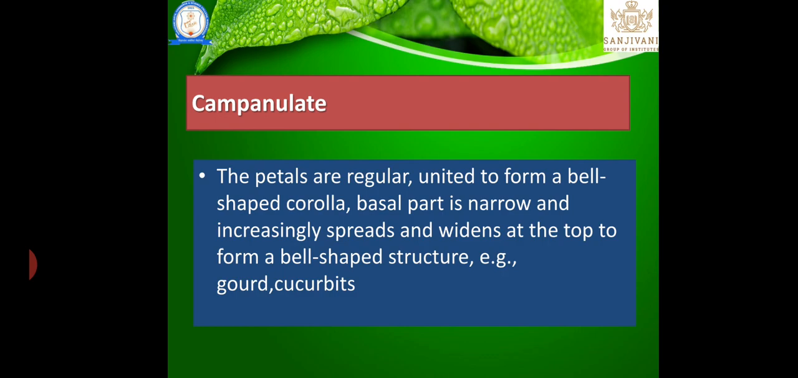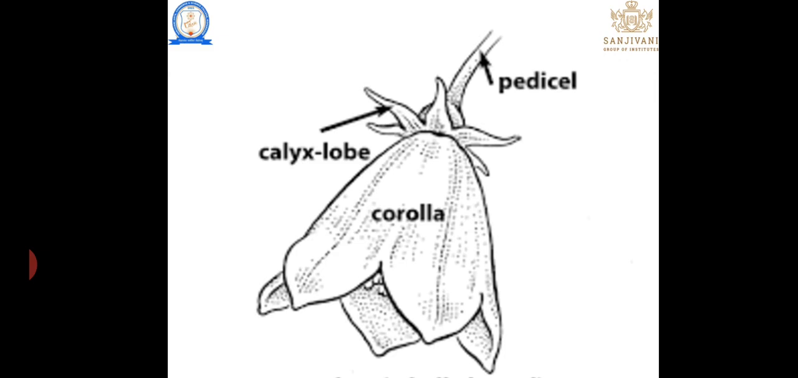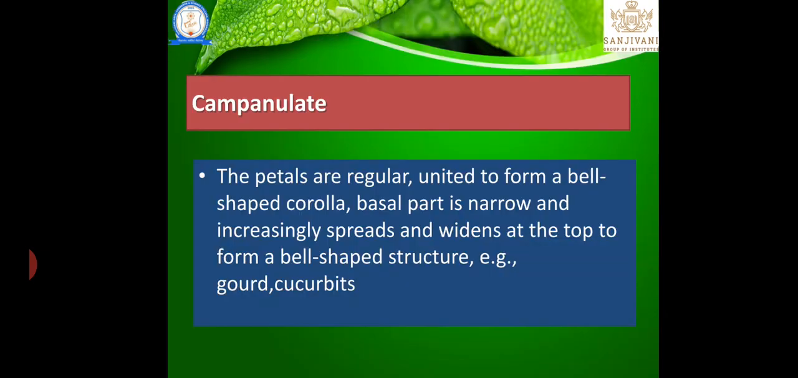Campanulate corolla: the petals are regularly united to form a bell-shaped corolla. The basal part is narrow, increasingly spreads and widens at the top to form a bell-shaped structure. For example, gourd and cucurbit. The campanulate corolla has a bell-shaped structure, with petals united forming a bell shape.